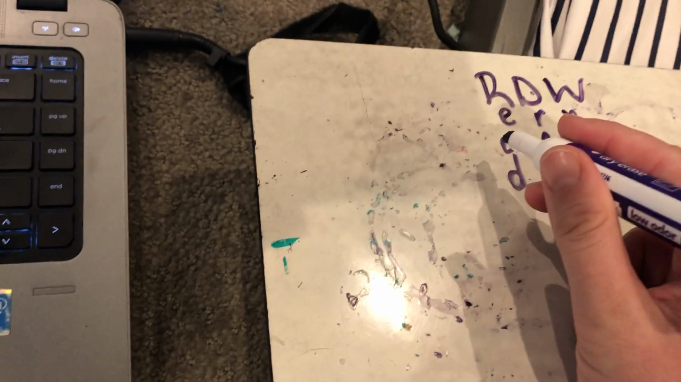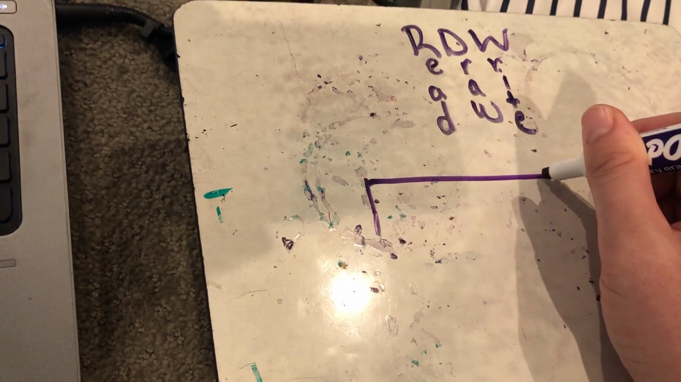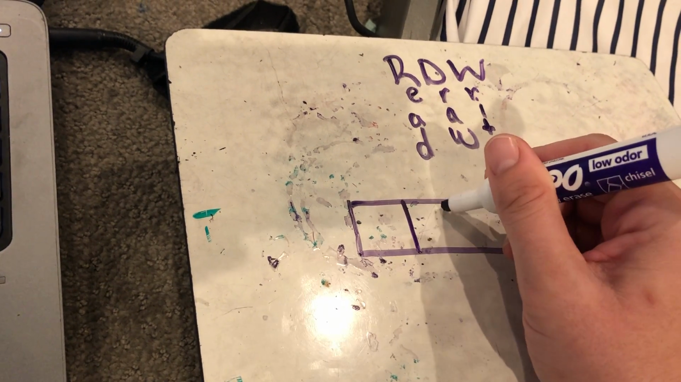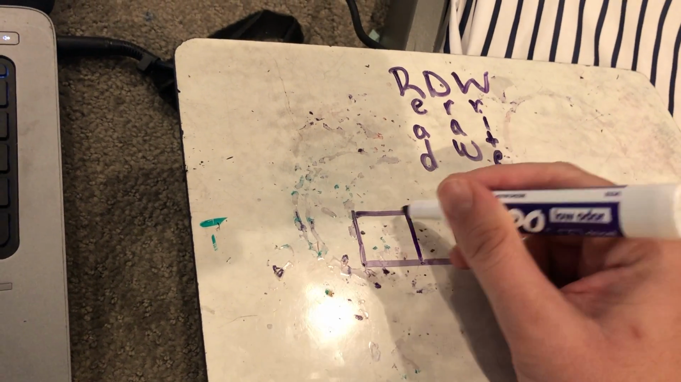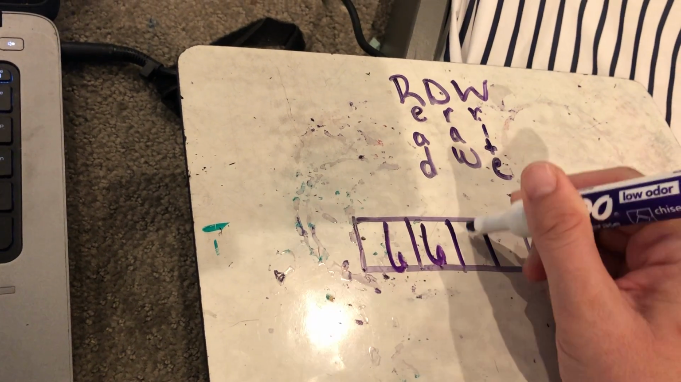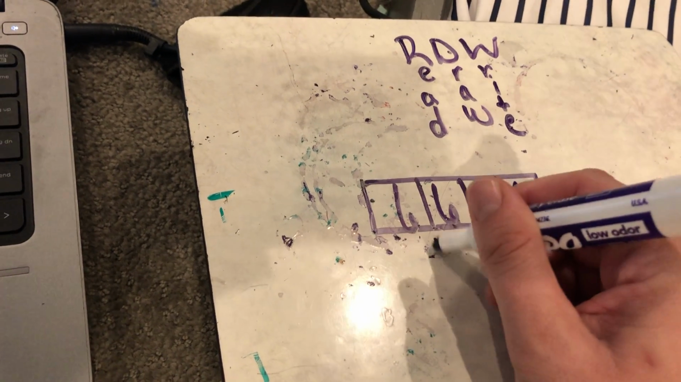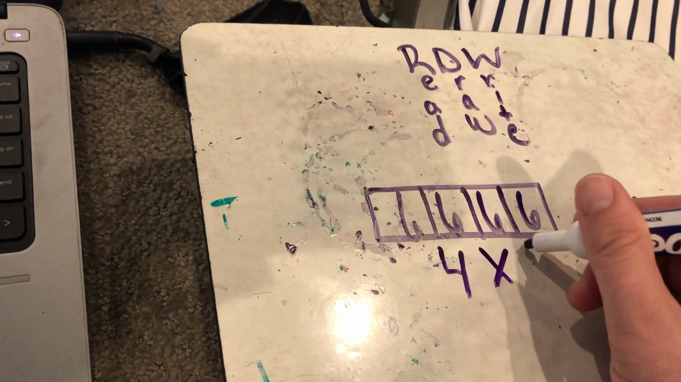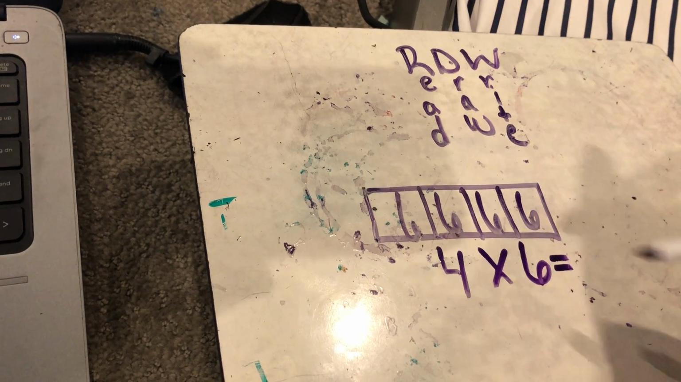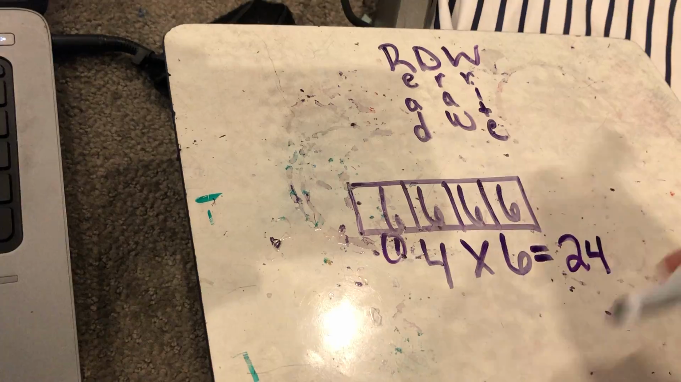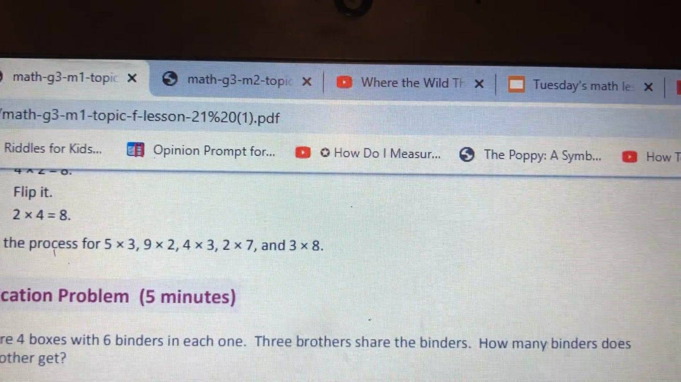Okay, so I'm going to draw. So I read the question, that's the R, I'm going to draw. Okay, so this is a tape diagram. So I had 4 boxes with 6 binders in each one. Okay, now this is multiplication. I have 4 boxes of 6 binders. Okay, so this is the first step. Let's find the total number of binders first. That's 24 binders.